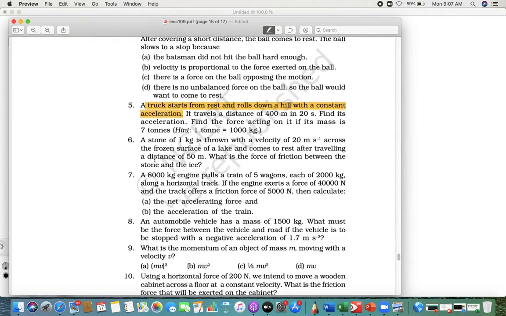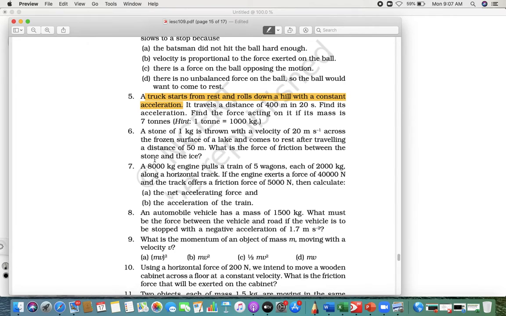Let's see the next one. Now the next question is interesting. An 8,000 kg engine pulls a train. So there's an engine whose mass is 8,000 kg, and it pulls a train of 5 wagons. Do you know what a wagon is? A wagon is like a compartment which is attached to an engine. Now each wagon is of 2,000 kg.